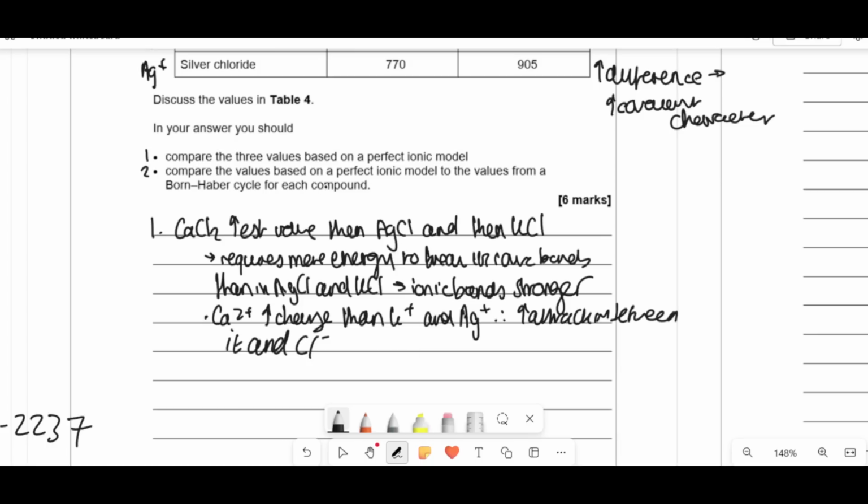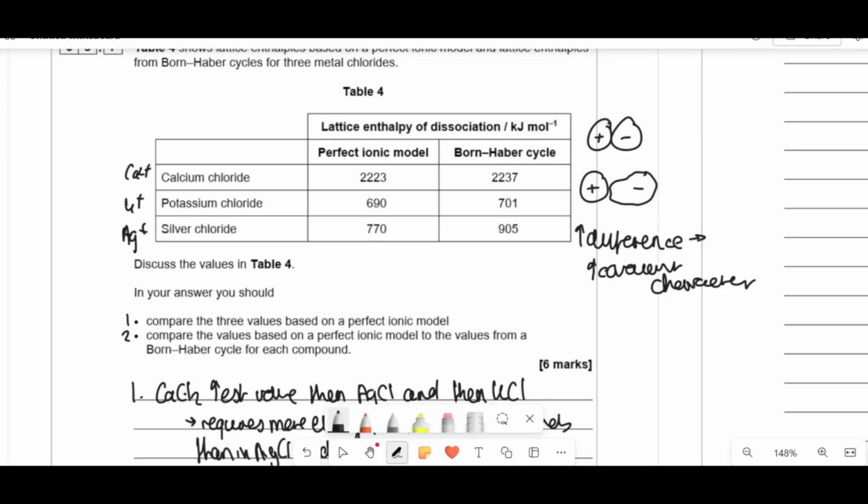Now it says compare the values on a perfect ionic model to the values from a Born-Haber cycle for each compound, as in 1 by 1. So for 2, let's do that. If we look between here and here, the difference is 14, all right? And then for the next one, it's 11. And then for the last one, it's 135. So those are the differences between these.